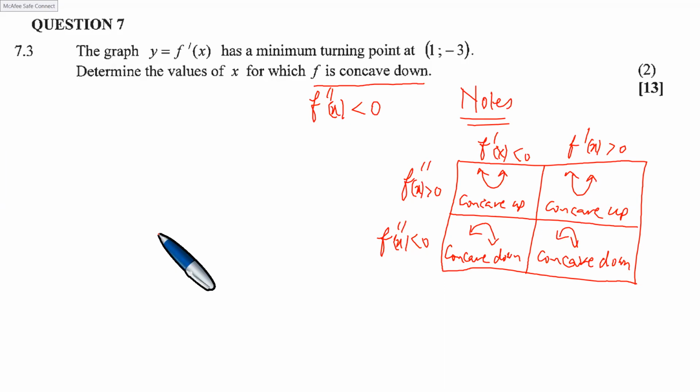So determine the values of x for which f is concave down. So if f is concave down, then it means that we are looking at the part here where the second derivative is negative. But it can mean that the first derivative is negative or the first derivative is positive.